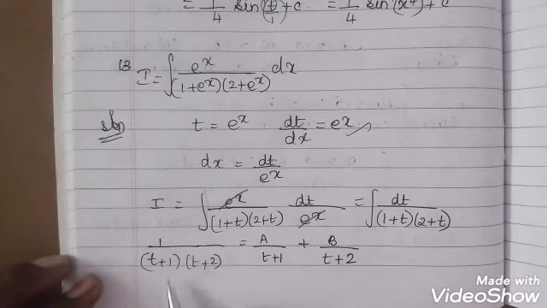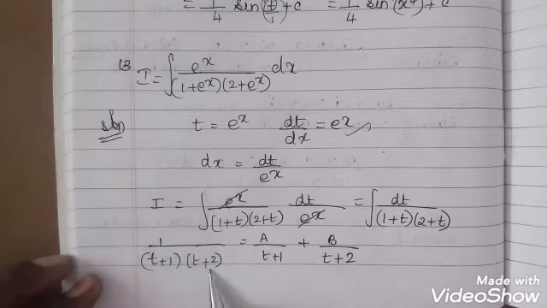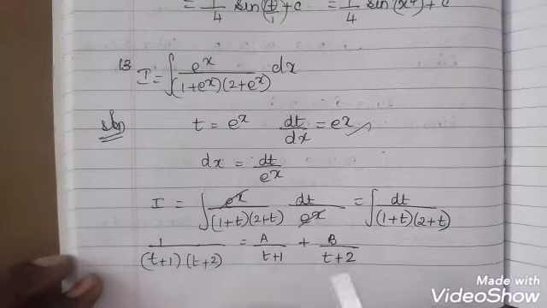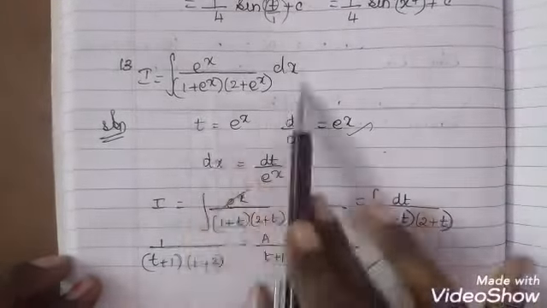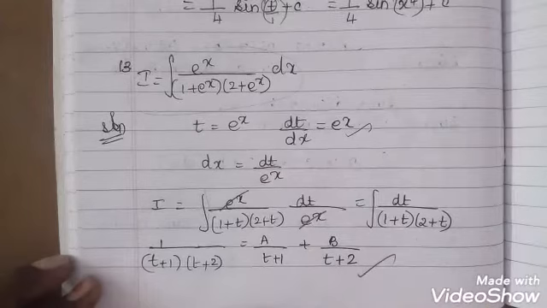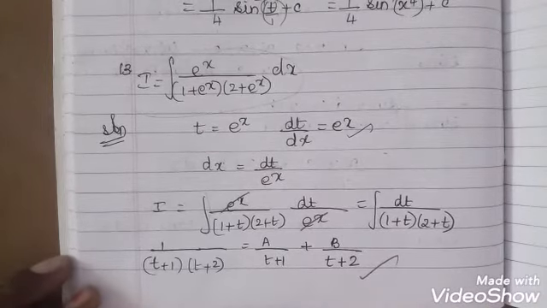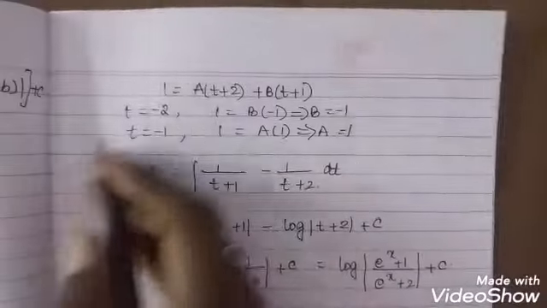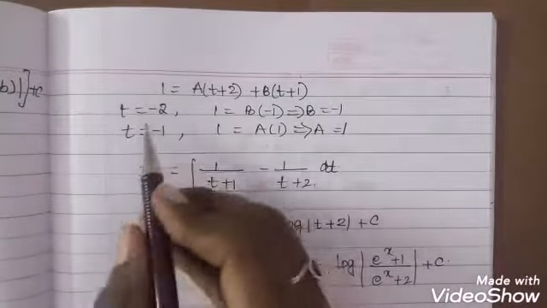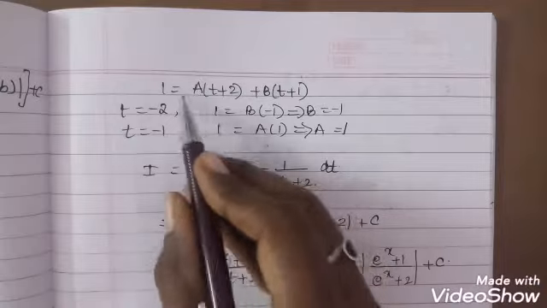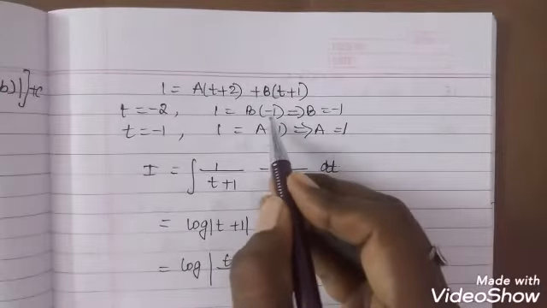So here you will have to just split it by partial fractions. 1 by t plus 1 into t plus 2 is equal to a by t plus 1 plus b by t plus 2. You understood? See how I have converted this e power x into an algebraic one, and then again I will have to substitute it. Okay. You have 1 equal to a into t plus 2 plus b into t plus 1. So t is equal to minus 2. You will get 1 is equal to minus 2 plus 1, that's nothing but minus 1.